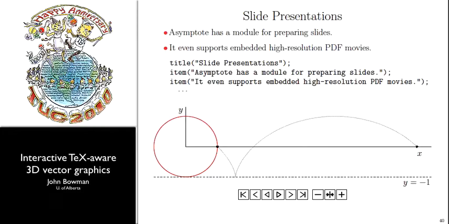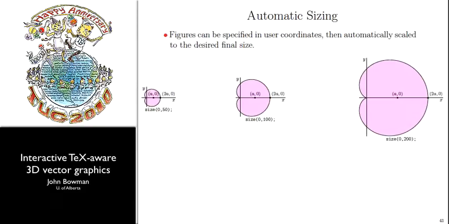One of the advantages of this module is you can do things like embed these 3D PDFs right in. And you can also have high-resolution PDF movies. This is not lossy, unlike MPEG movies, so that's kind of neat too. And finally, a little bit about the sizing.